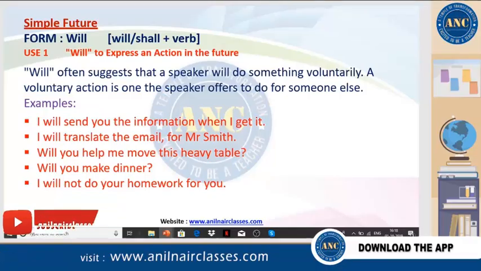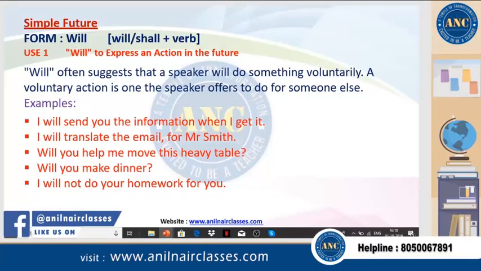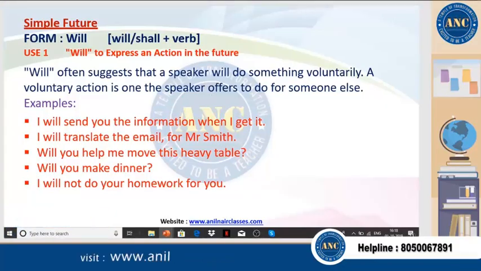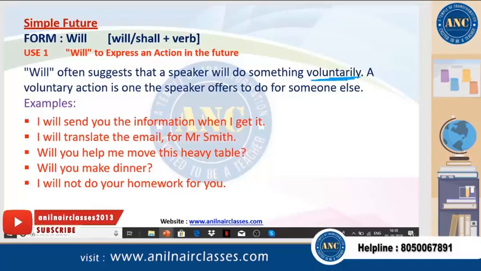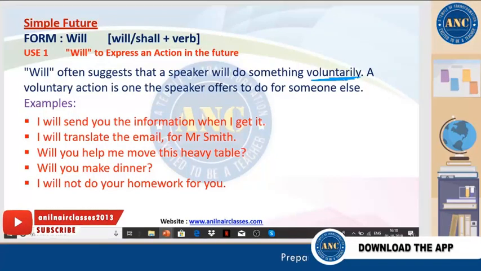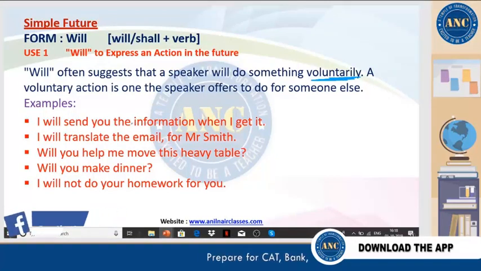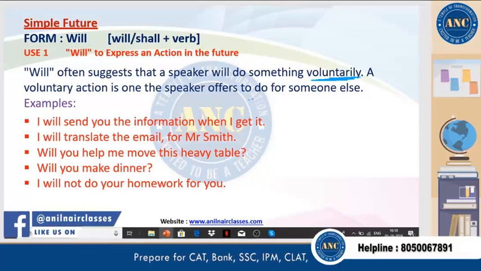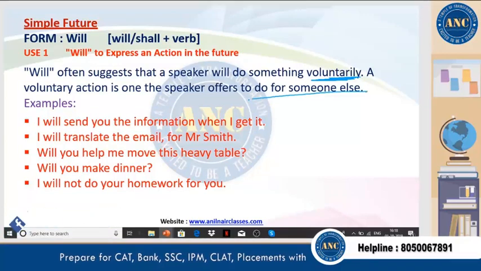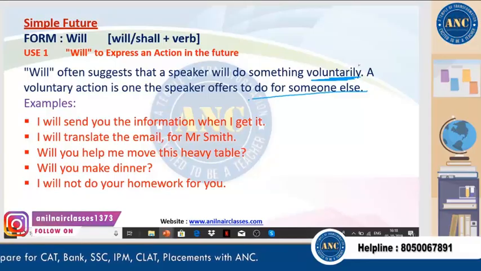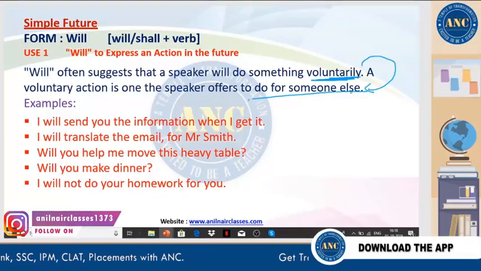Now, will is used to express the action which will take place in the future. Now, will often suggests that the speaker will do something voluntarily. Like nobody is forcing. On your own, you are trying to do that action. A voluntary action of one speaker offers to do for someone else, right? You are voluntarily saying that I will do this for the other person, right?